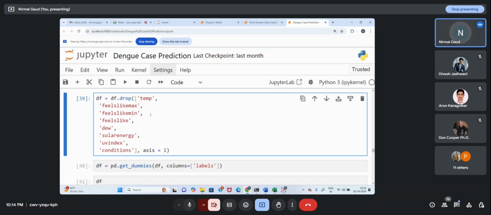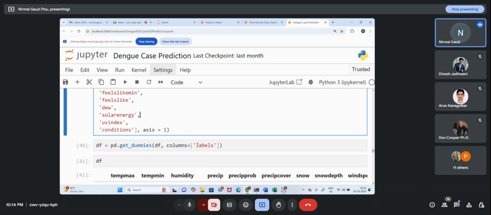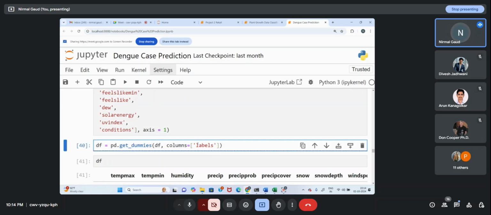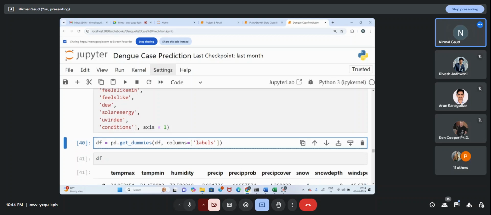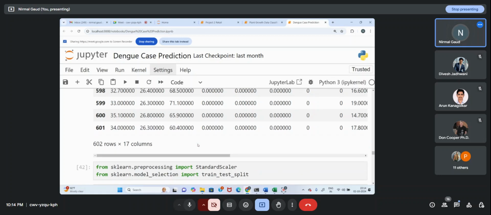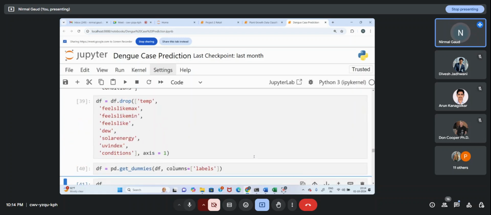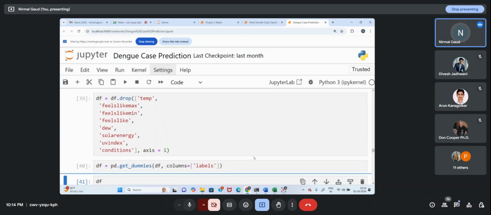Okay, so label I can drop, but let it be, it is having only a normal value, just keep it, create a dummy, keep it. Also snow and snow depth, all zero values are in there. Let's keep it, don't drop. Okay, so this is my data set, 17 features. The ones which I needed to drop because of correlation, collinearity, I did.